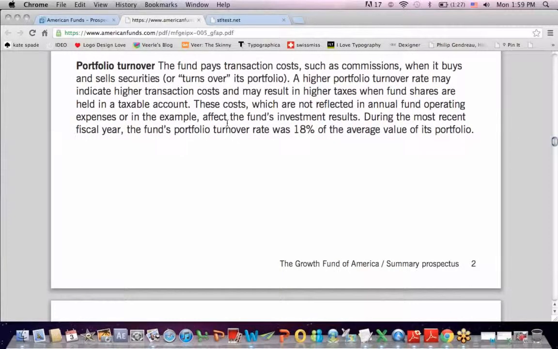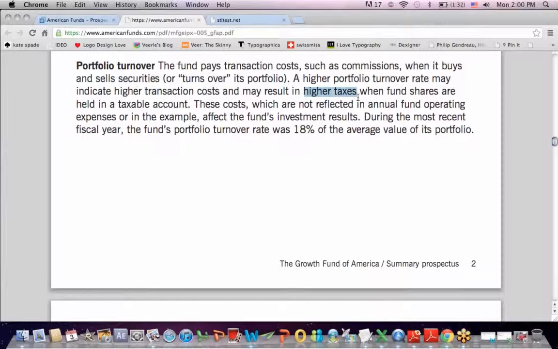And then they talk about turnover, which has to do with how often does the firm sell the investment for cash, and in a typical year, what percentage of the investments in the fund are sold? Probably the best way to look at turnover. So it says the fund pays transaction costs, such as commissions, when it buys and sells securities or turns over the portfolio. Now, these big fund companies typically buy and sell shares of stock or bonds at very, very low cost because they're selling so much of it.